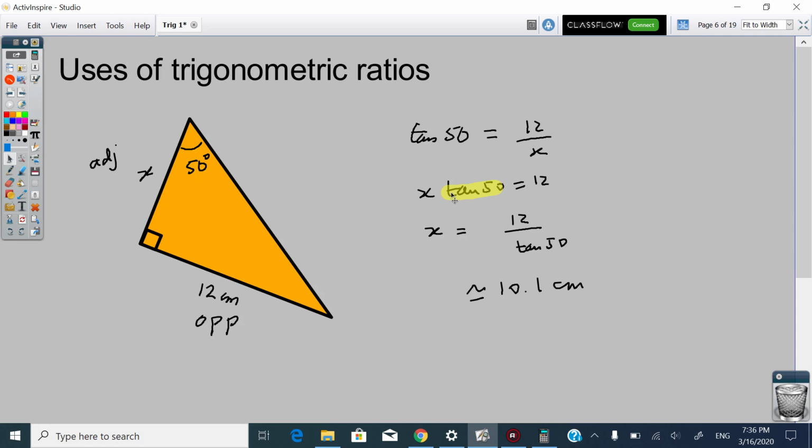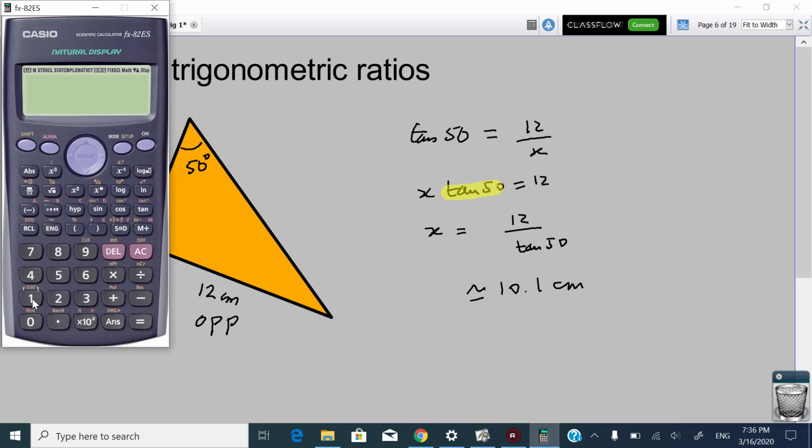Keep in mind that tan 50 is one item. You cannot divide it into two parts. Tan alone and 50 alone doesn't make sense. Tan 50 itself is a ratio, so it's one item. Again, dividing both sides by tan 50 gives you x equals 12 over tan 50, and on the calculator, 12 divided by tan 50, and you get 10.1 to 3 significant figures.